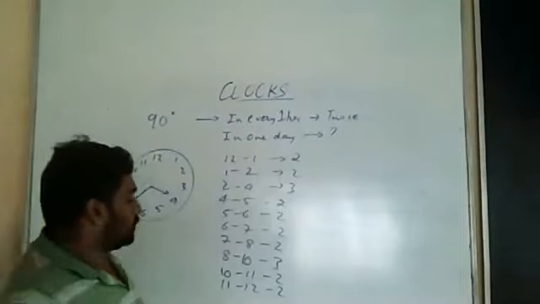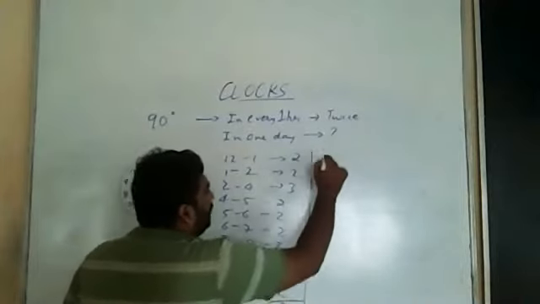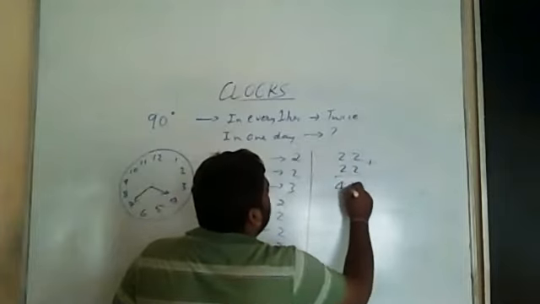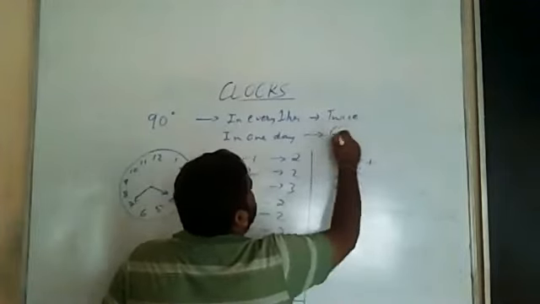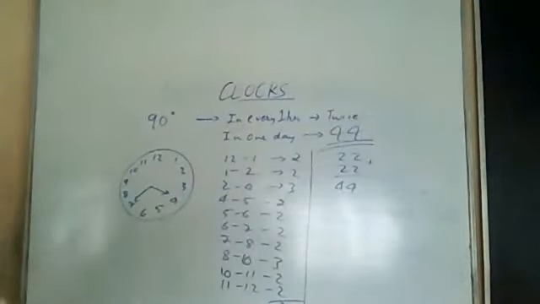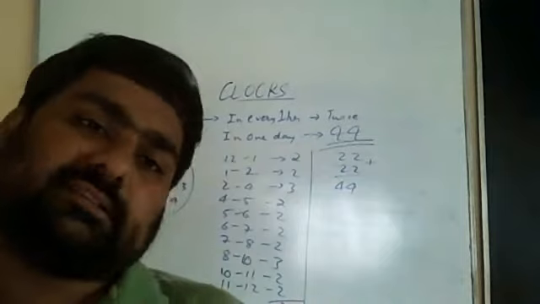So this total is 22. So in every 12 hours it is 22. Another 12 hours, 22 plus 22, which is 44. So this answer is not 48, it is 44. This you need to remember. What do you need to remember? That the angle between the minute hand and hour hand in an entire day will be 90 degrees 44 times. Is this okay?